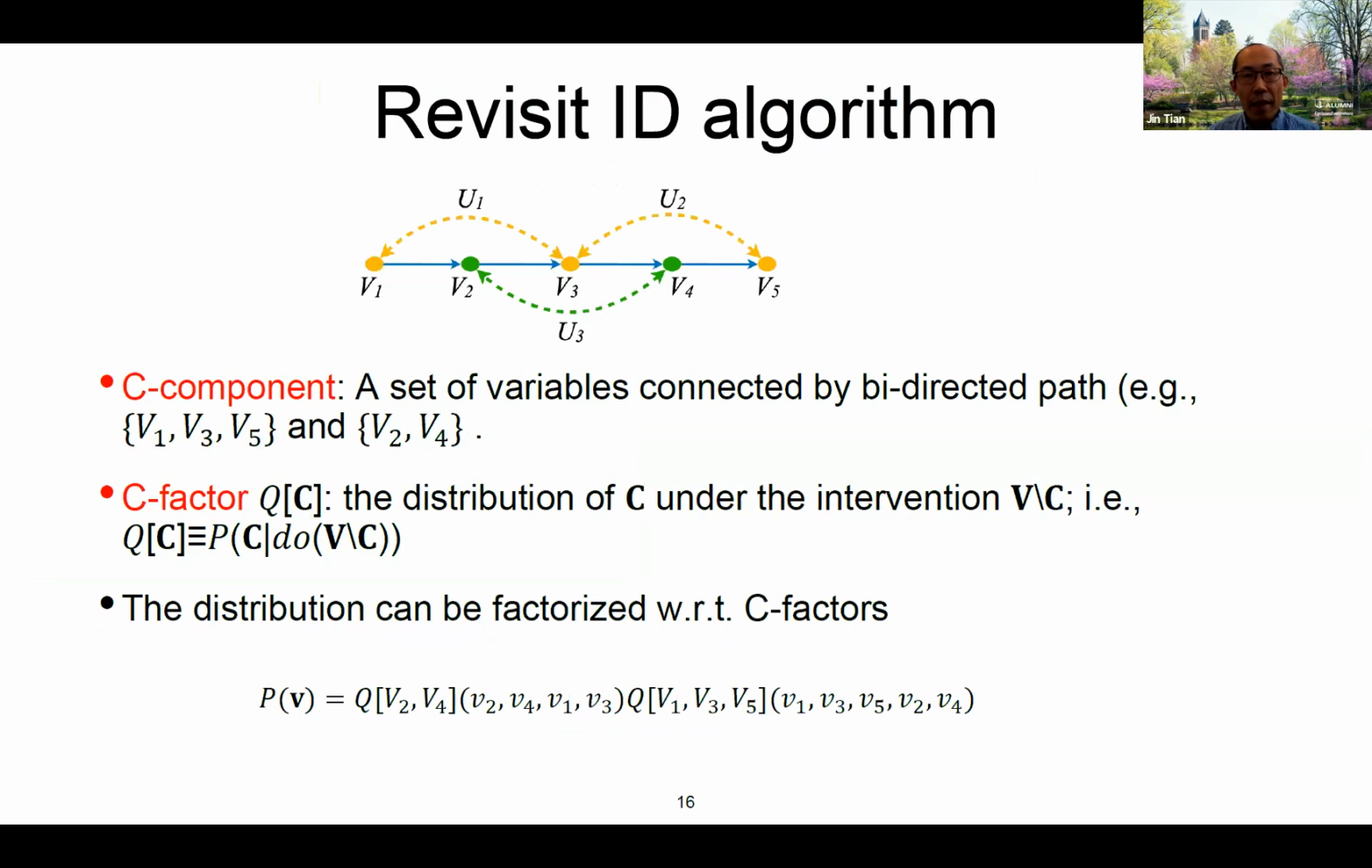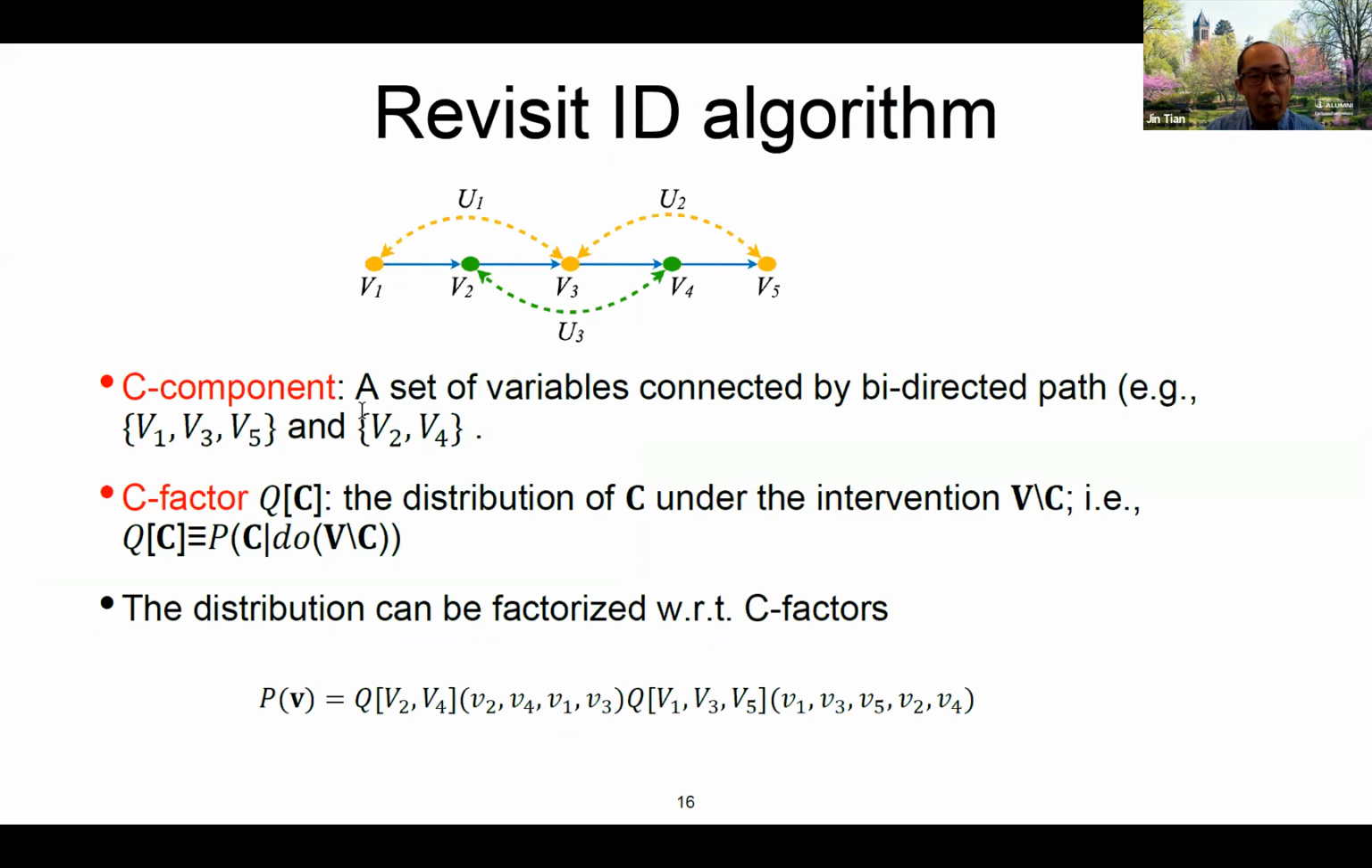Okay, so next I will discuss the general case, that is, how to estimate a causal effect that's identifiable by the ID algorithm. First, I will briefly revisit the ID algorithm. Some important concepts are used in the ID algorithm. First, the concept of C-component.